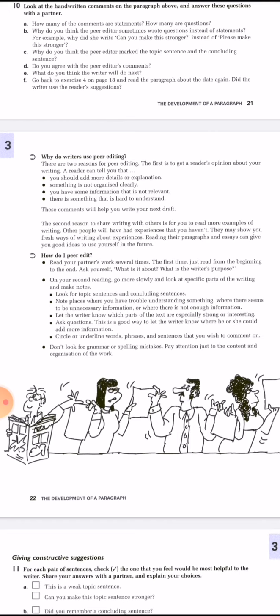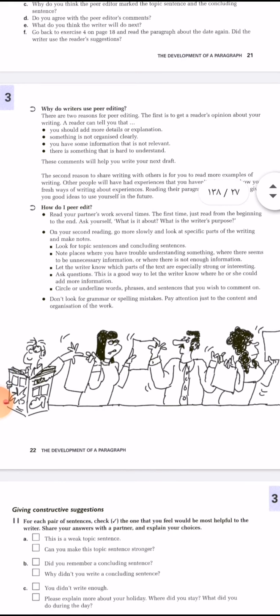So the second reason to share writing with others يعني السبب الآخر لمشاركة أبحاثنا أو كتاباتنا مع الآخرين is what? Is to read more examples of writing. So reading examples. Other people will have had experience that you haven't. They may show you fresh ways of writing about reading their paragraphs and essays can give you good ideas to use in the future.